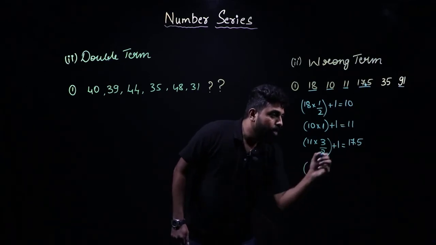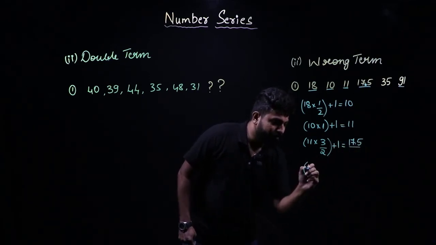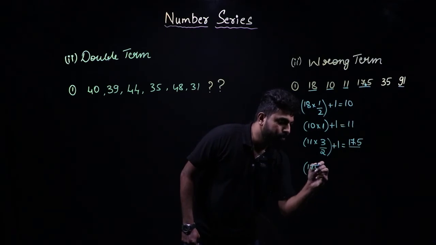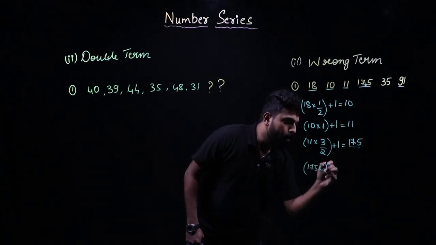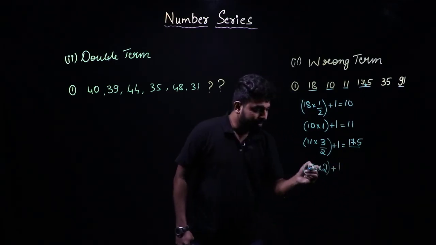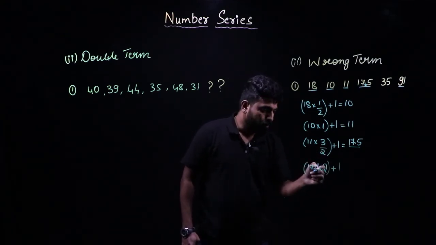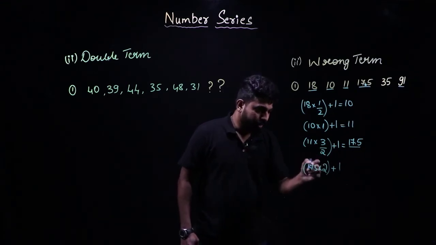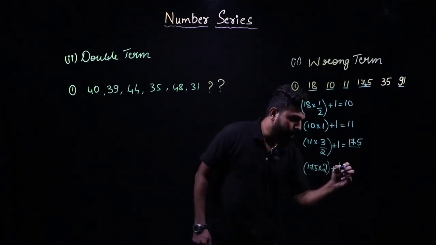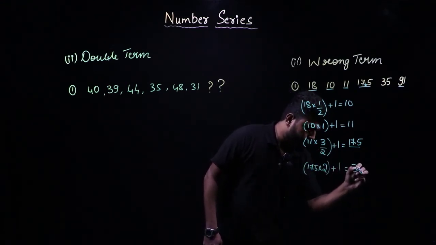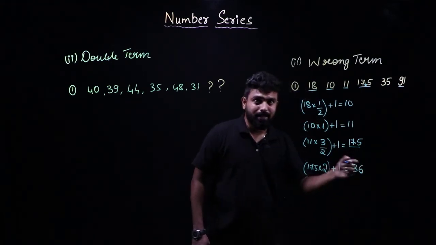What is my previous term? 17.5. So 17.5 into 2 plus 1. What is 17.5 into 2? 17 into 2 is 34, and 0.5 into 2 is 1. So 34 plus 1 is 35. 35 plus 1 is 36. So my next term should be 36.